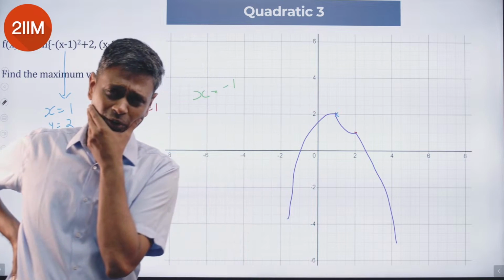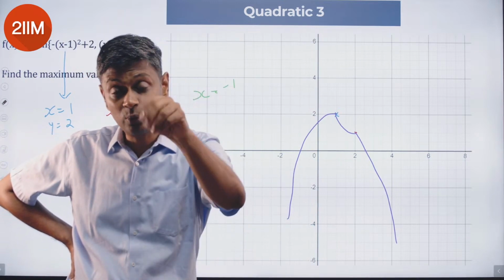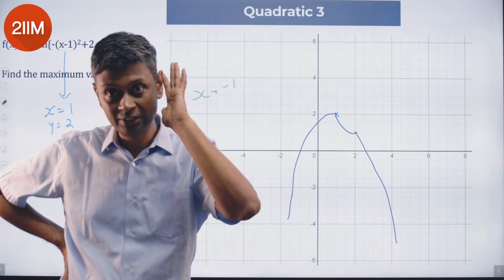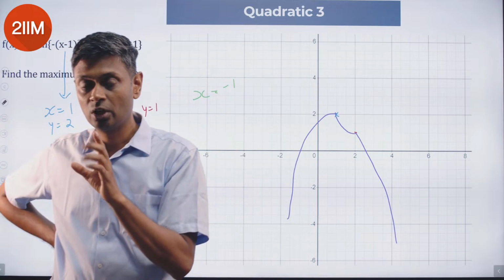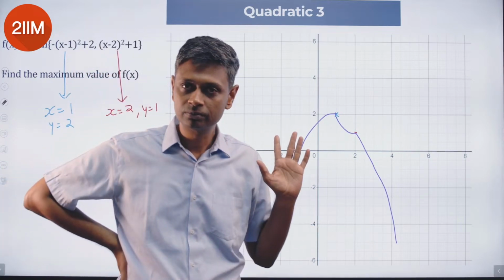I'll take both of those points and say one of these is my answer. I'll find the functional value at the two meeting points. Whichever one has the higher functional value, that's my answer. That's the algebraic way of doing it. What is really happening graphically is this.